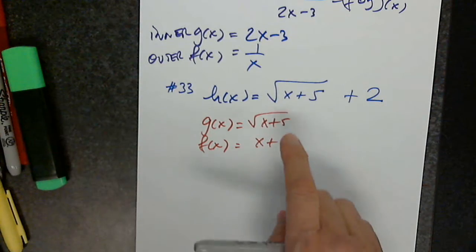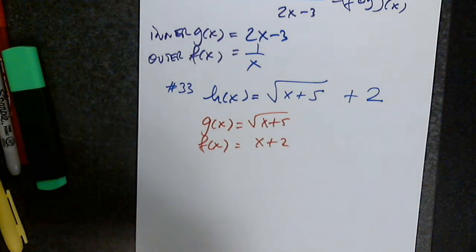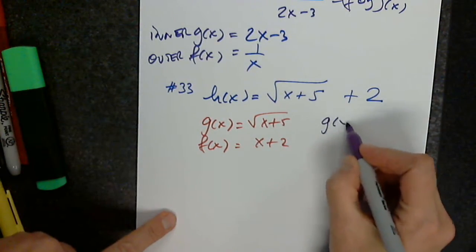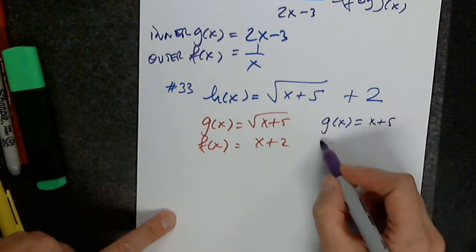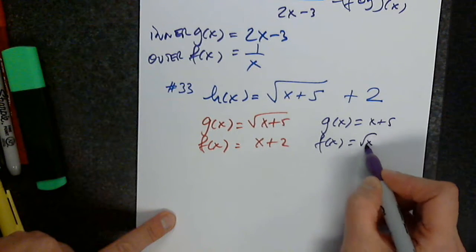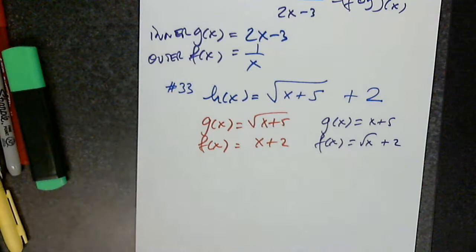Another answer would be, I would consider x plus 5. G of x will be x plus 5, and f of x will be exactly the square root of x plus 2. Of course, there are other options.